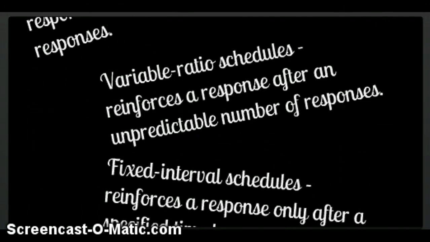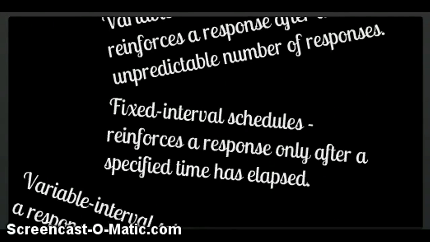Next, in the fixed interval schedules, reinforcements are given to responses only after a certain period of time. An example of this is checking on cookies as they bake. The reinforcement, or in this case the baking of the cookies, is not dependent on how many responses there are. No matter how many times you check, the cookies will not be done any quicker.